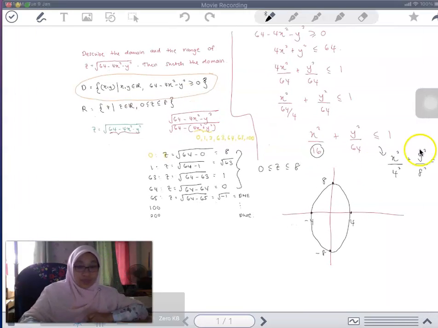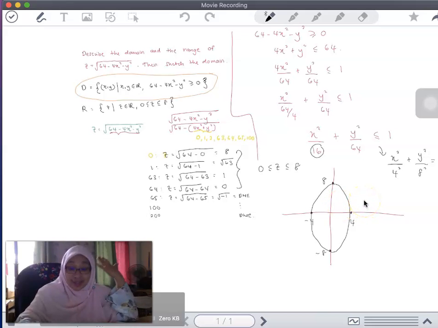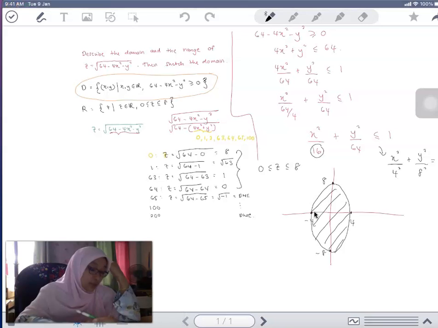Okay, that is the sketching, but we haven't finished yet because we have to shade the area. Okay, how can we know which area we need to shade? Then you have to look at the inequality here. We have a closed curve and you have equal to, meaning that you must sketch a solid line, and then smaller than, meaning that it is inside the ellipse. So that is your sketching of the domain.